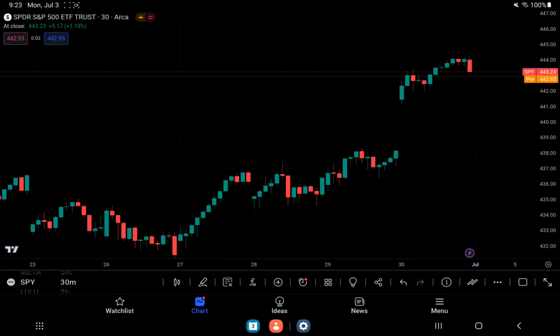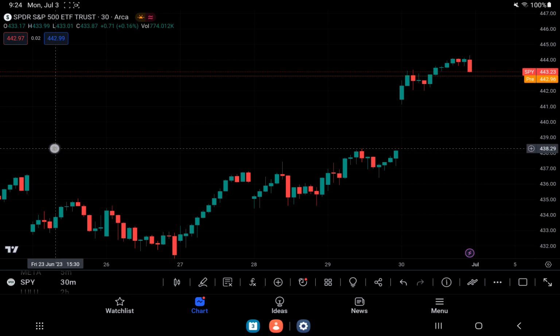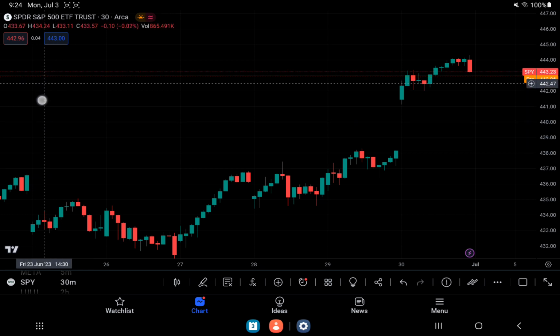I'm gonna go ahead and make my chart for SPY. SPY is currently at 442.93. We closed on Friday at 443.25, and now we're at 442.94. We're down 34 cents since then. I'm in a lot of backing, so 442.94.